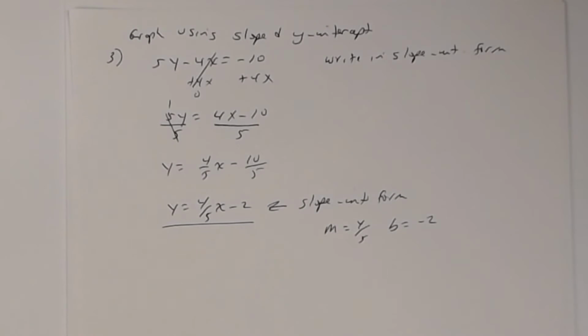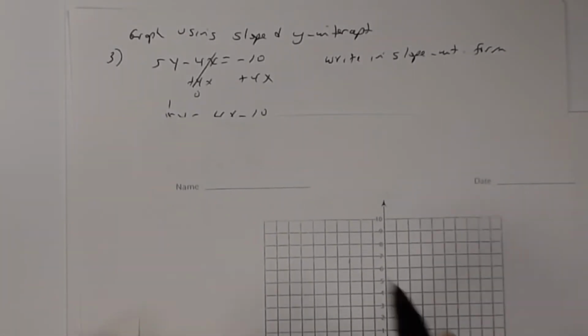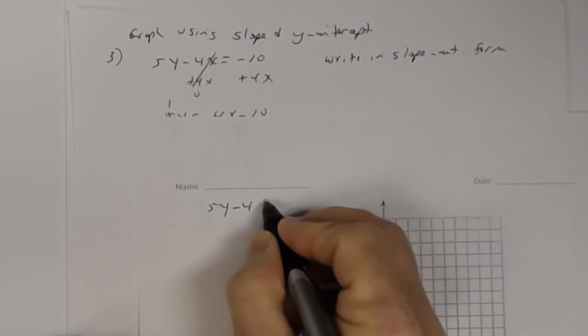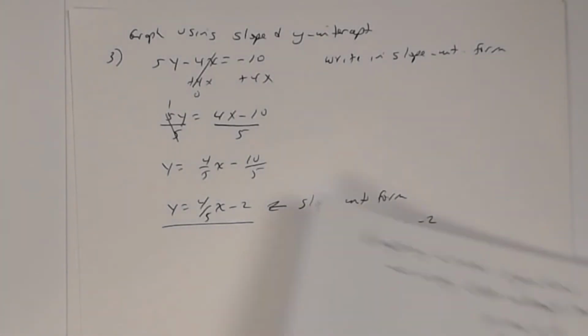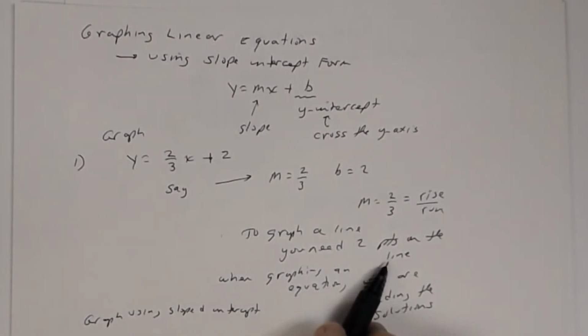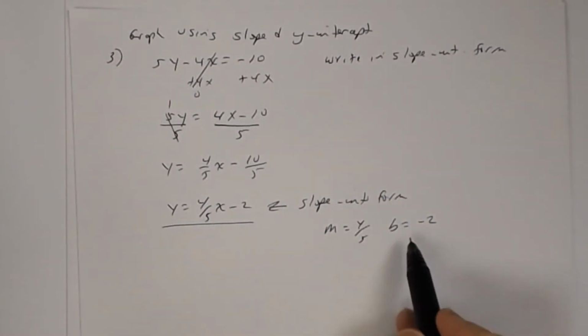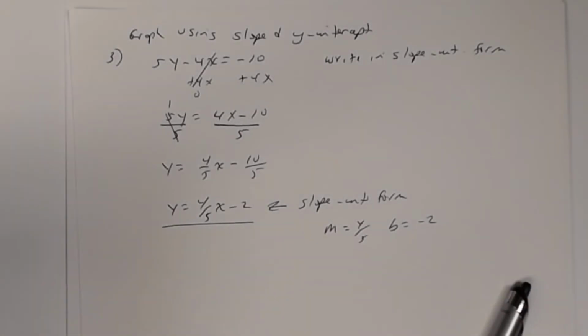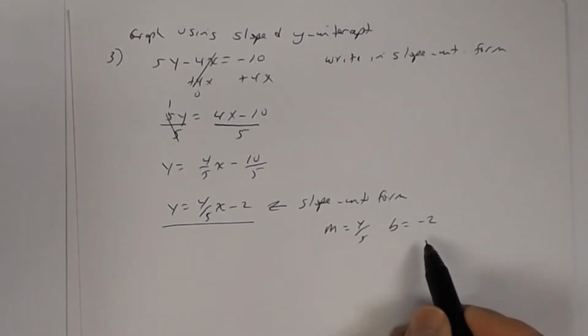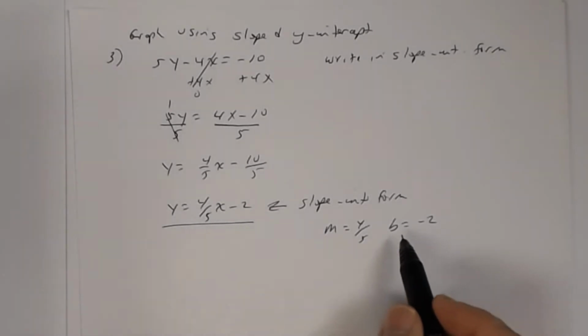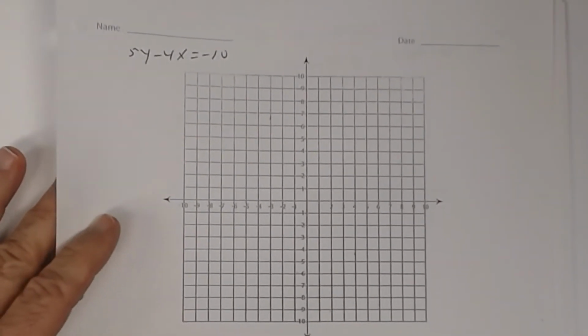Okay, now, let's look at that. So now we're going to graph the line 5y minus 4x equals negative 10. All right. Now remember, to graph a line, you need 2 points on that line. One of them you already know. One of those points on that line is the y-intercept. So let's go ahead and plot that point, the y-intercept of negative 2.